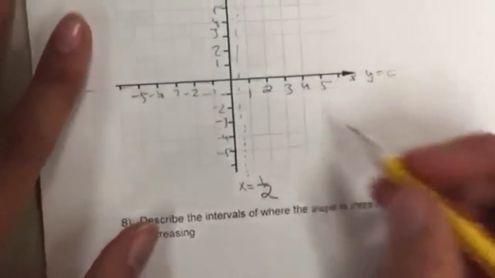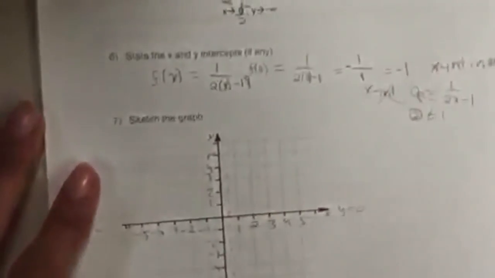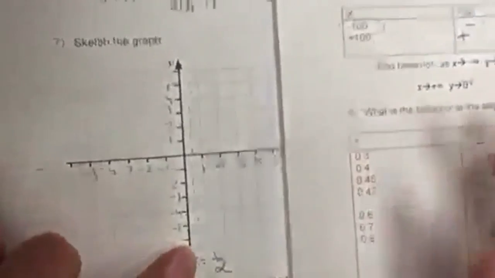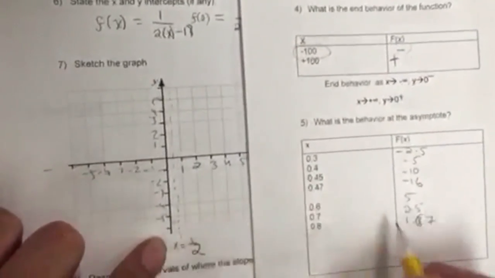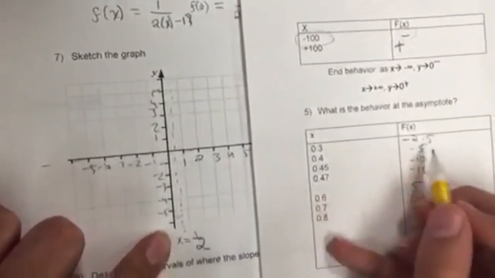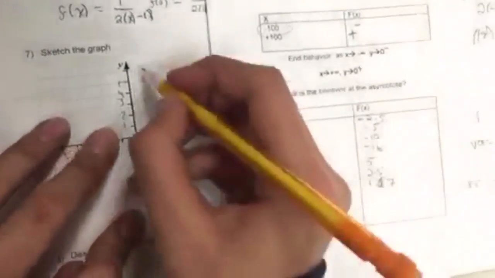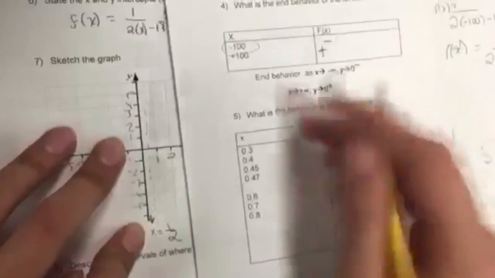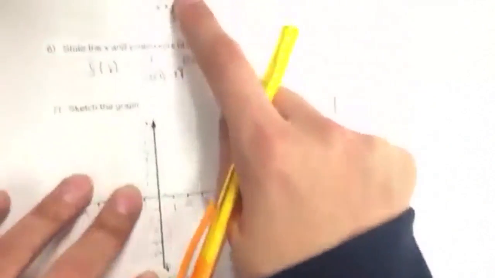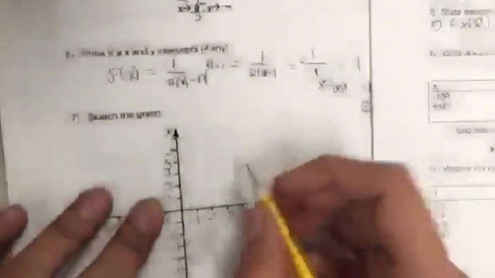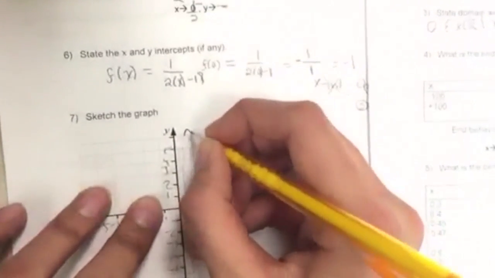Then we know the end behavior of the function. This is towards the vertical asymptote, so we're going to look at the behavior at the asymptote. As it goes below half, it's going to be negative, so it's going to go down this way. And as it goes above, more than the asymptote, on the right side, it's going to be positive, so it's going to be up here.